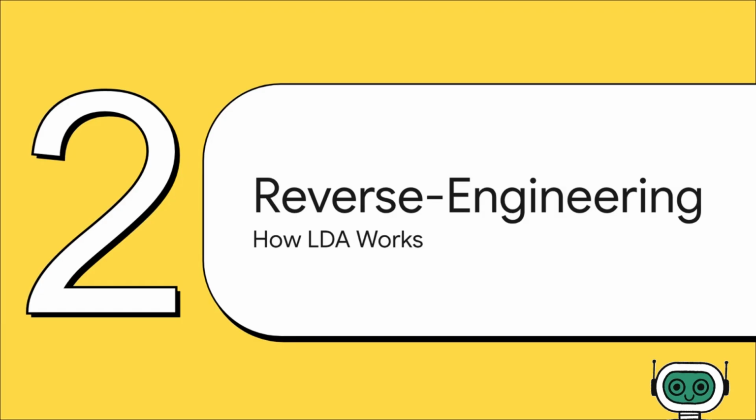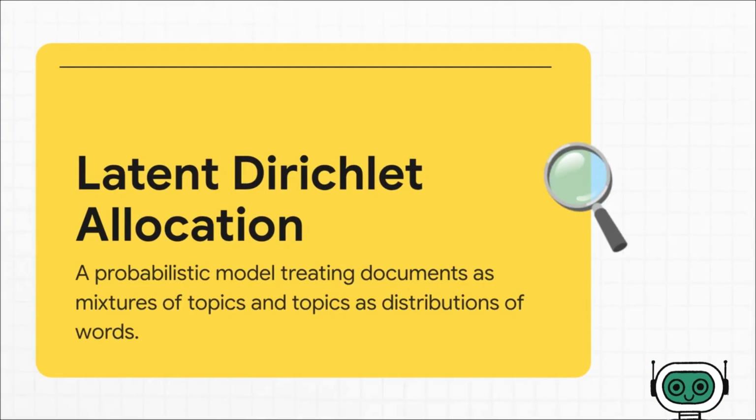Okay, so how does an algorithm actually pull off this reverse engineering feat? Well, it all comes down to the magic of probability. The formal name, Latent Dirichlet Allocation, actually gives us a few clues. First, it's a probabilistic model, which means it deals in likelihoods, not certainties. It treats documents as mixtures of topics, that's our recipe, and it sees topics as distributions of words, those are our vocabulary lists.